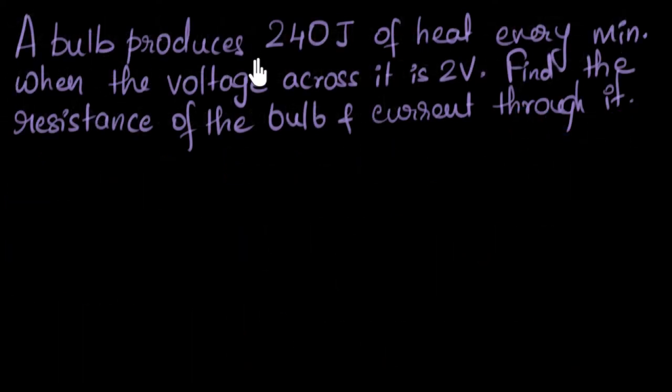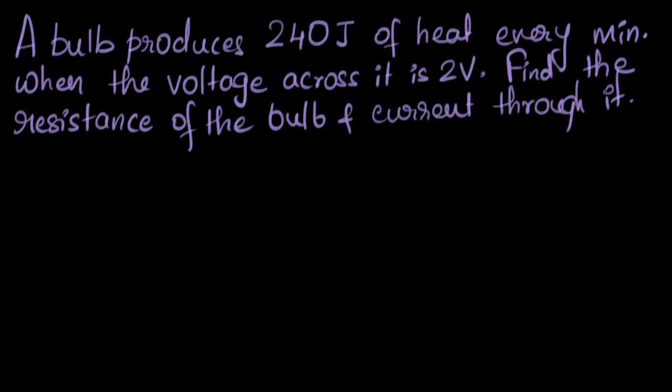A bulb produces 240 joules of heat every minute when the voltage across it is 2 volts. Find the resistance of the bulb and the current through it. So the concept is very similar. It's about heat generated per second, but this time we are given the heat generated every minute, and we have to find the resistance and the current through the bulb.